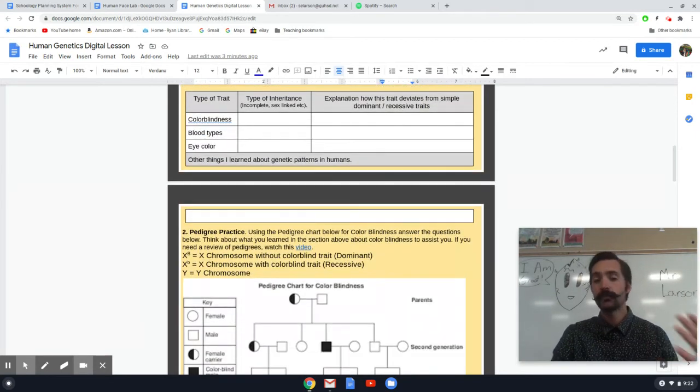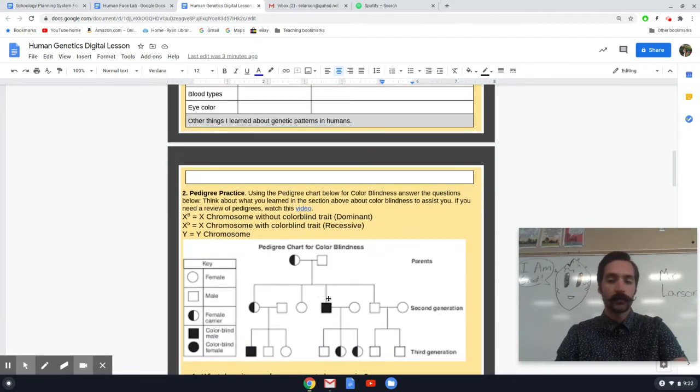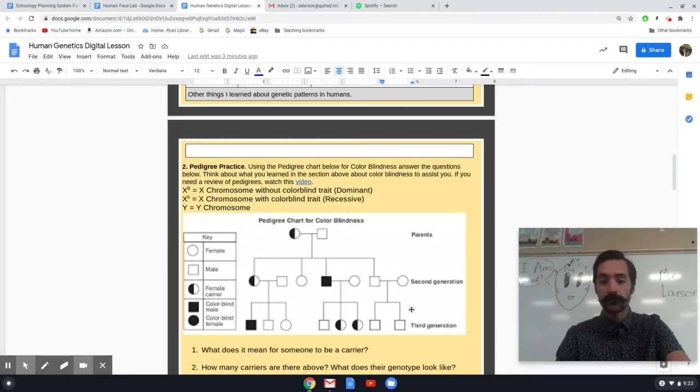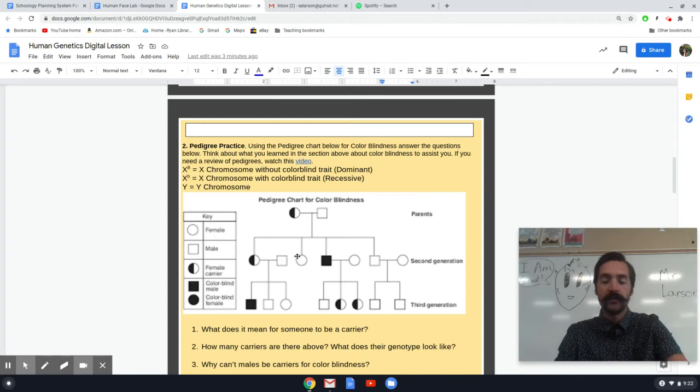Once you complete that section, we're going to go to this pedigree practice. We're going to look at this pedigree chart for color blindness. You have the first generation, the second generation, and the third generation. In the introduction presentation, I talk about pedigrees and what they are. But if you need a nice little review, here's another YouTube video talking about pedigrees and what they are.